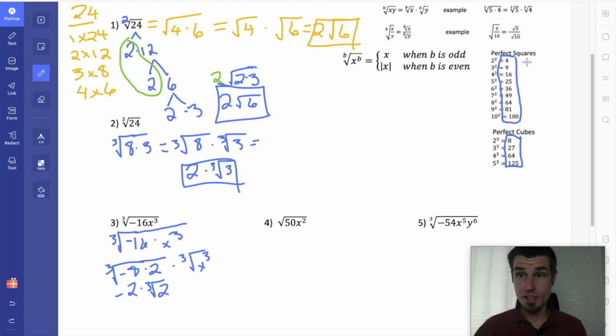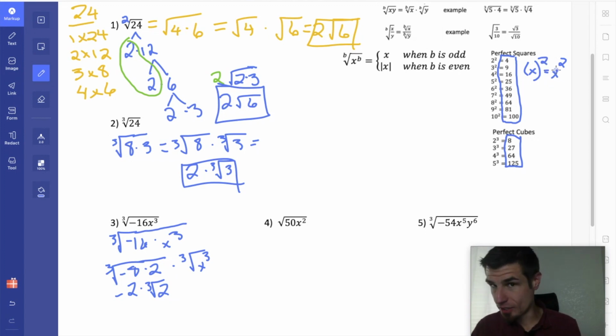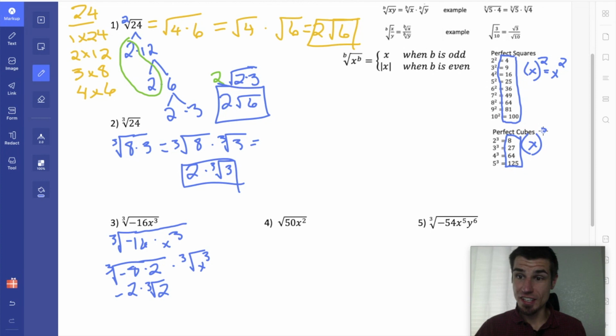Well, x does. So over here with our perfect squares, I could add an additional little note here. If we take x and raise it to the second power, we get x squared. So x squared would be a perfect square. In the same idea, if you take x and you raise it to the third power, you get x cubed. So x cubed is also what we consider a perfect cube, because x to the third power is x cubed. We want to use this idea because we still want perfect cube factors.